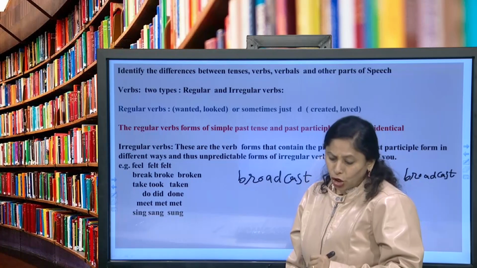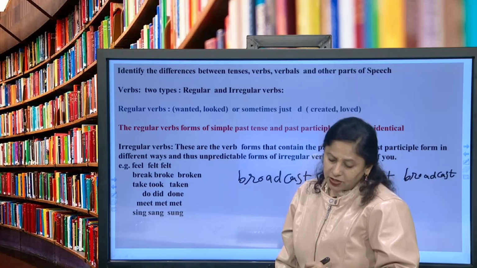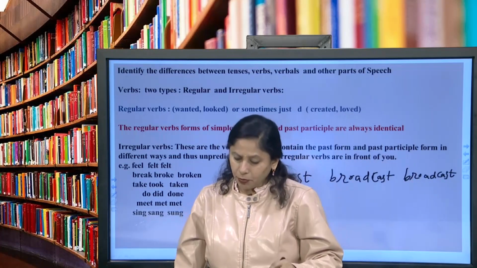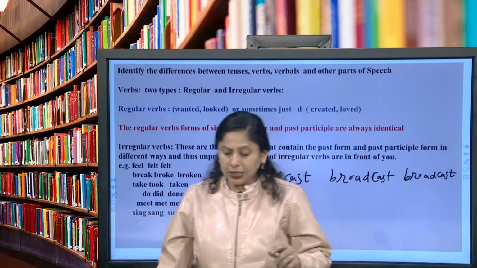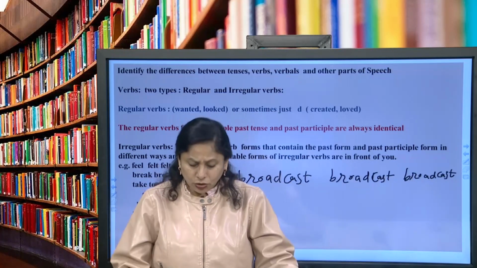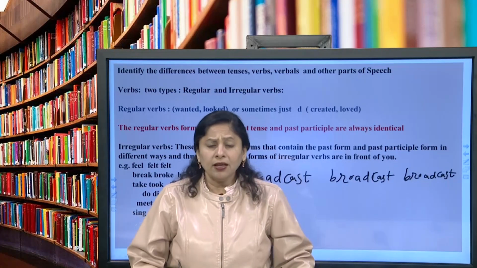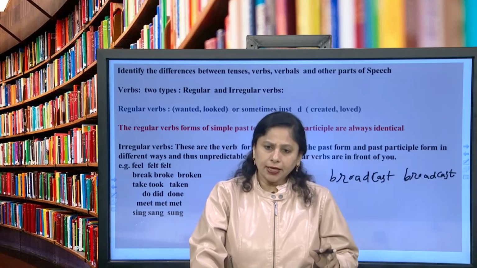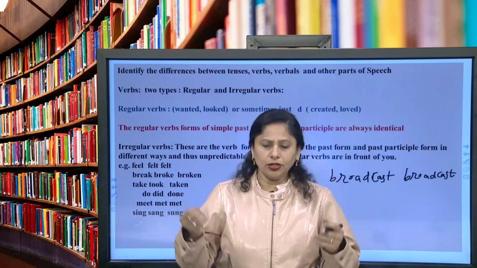Then there are draw, drew, drawn. Other forms are eat, ate, eaten, that you know. Go, went, gone, very popular and very formal. Grind, ground, ground. Kneel, knelt, knelt. So there are, you can see, n number of verbs which are unpredictable. There could be a list available in your grammar books.